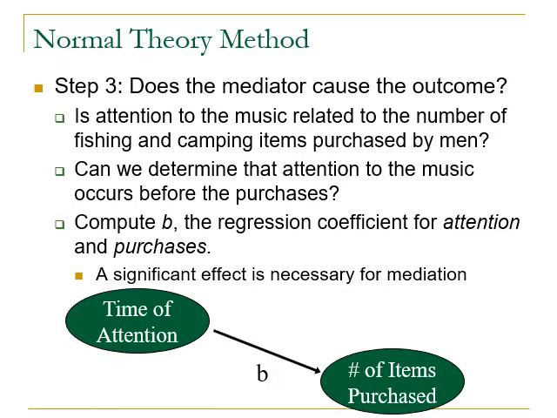Step three, does the mediator cause the outcome? Is attention to music related to the number of fishing and camping items purchased by men? Can we determine that attention to music occurs before the purchase? So again, can we theoretically or logically make our causal argument? Because again, mediation is about cause, but also about the statistical relationship. So if it makes logical or theoretical sense, we can now compute B, the regression coefficient for attention and purchase. And again, a significant effect, just like steps one and two, is necessary for mediation. And again, if we were creating a diagram, we would actually put the R or R squared here to represent that relationship.